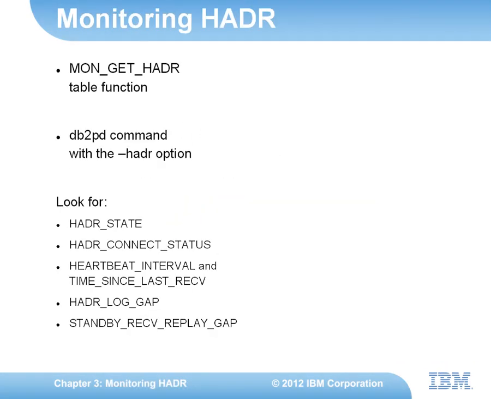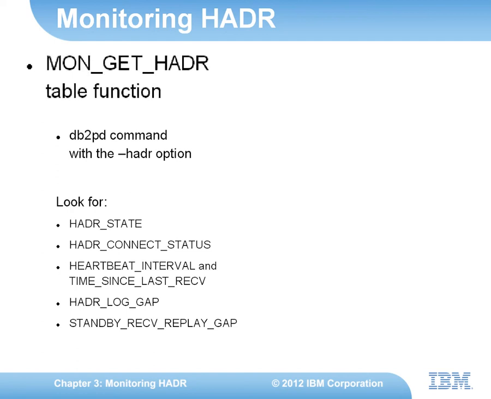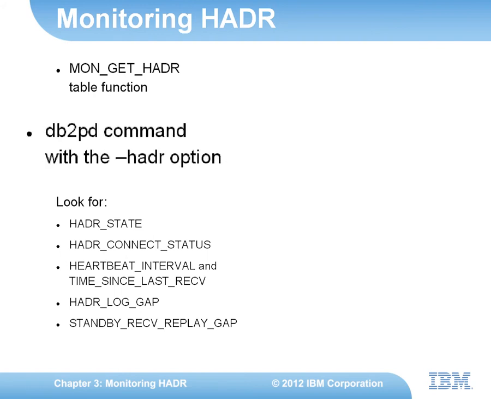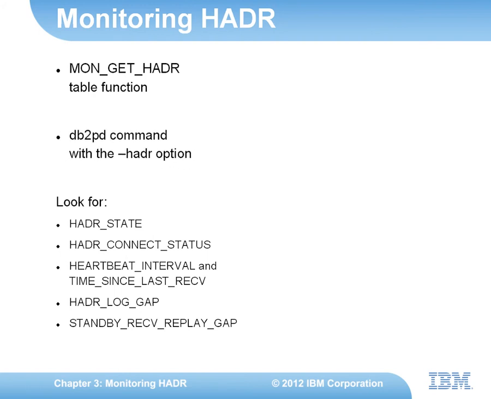How do we know that our HADR setup is up and running? As of version 10.1, the recommended monitoring interfaces are the MON_GET_HADR table function and the db2pd command with the -hadr parameter. The db2pd command is the easiest method. We recently made some changes to the way the command output is written to the screen, basically writing one value per line to improve readability.